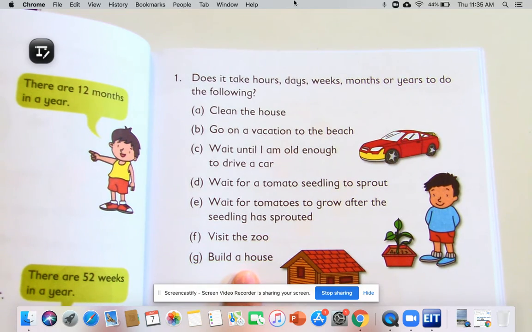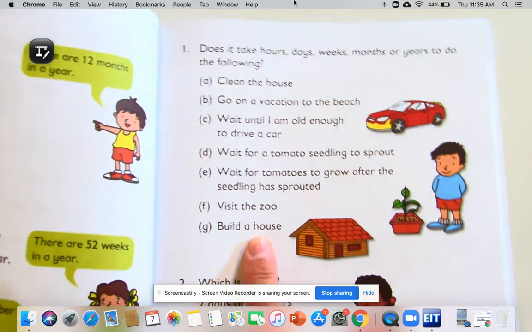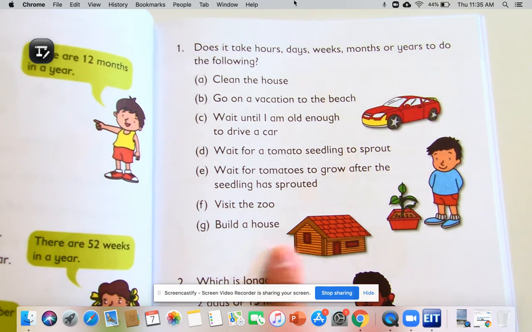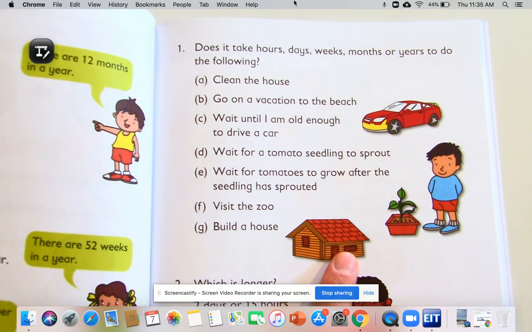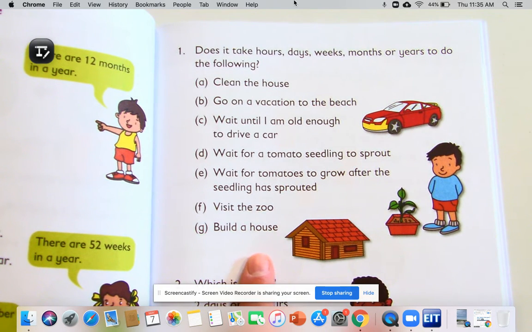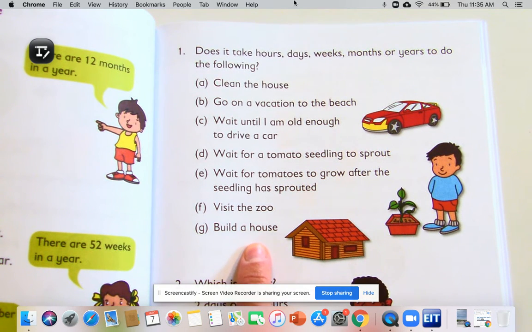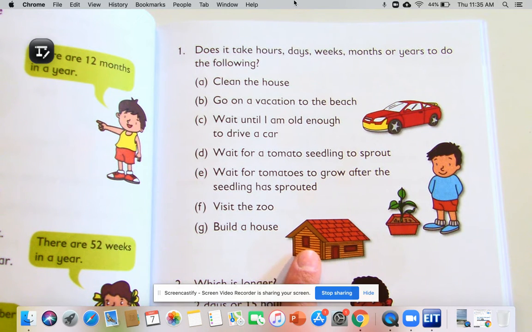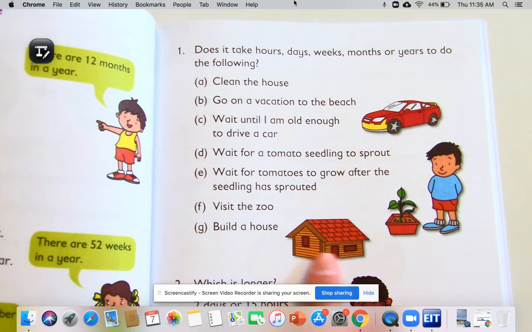Build a house. Wow. To build your own house. That would take a while. I know Miss Schultz just got a new house. I don't know if they built it themselves. I think they had someone build it for them. And that actually took, I think it was less than a year. But most of the time when you're building a house, it would take at least many months. So months, maybe years. I think if you tried to build your own house, it would really take quite a while, probably a few years.